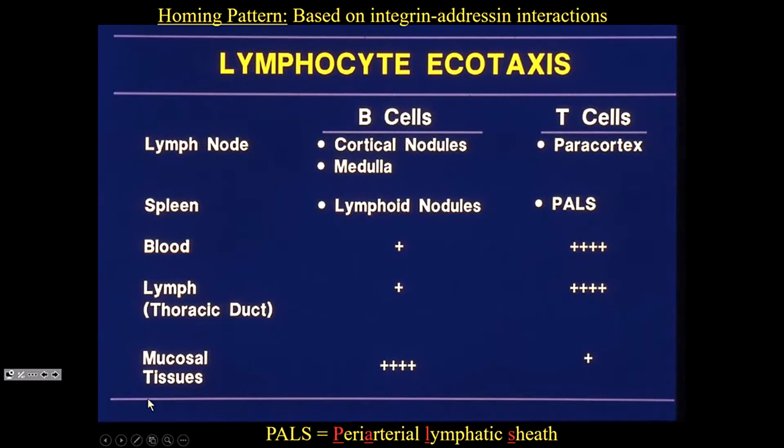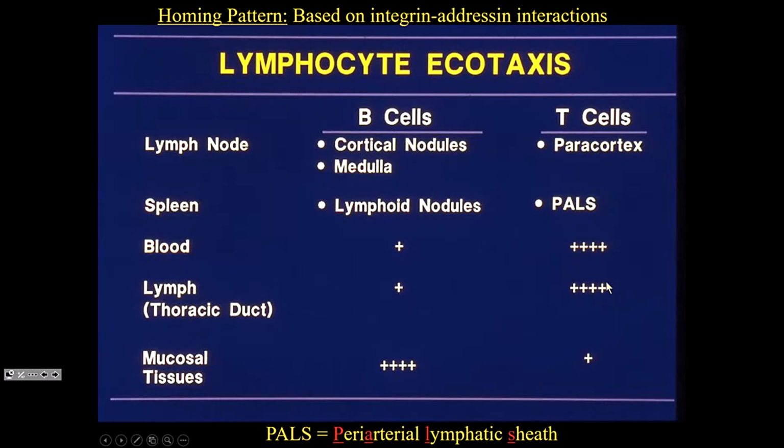So B cells and T cells are differentially localized to differing degrees in different tissues and organs. In lymph nodes, B cells aggregate in the cortex and the medulla, whereas the T cells are in the paracortex of the lymph node. This will be more meaningful to you once we do these specific organs and tissues. In the spleen, B cells are in the lymph nodules, whereas the T cells are aggregated in the periarterial lymphatic sheaths of the spleen.